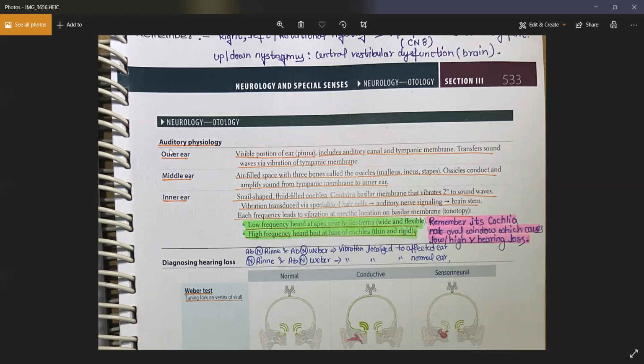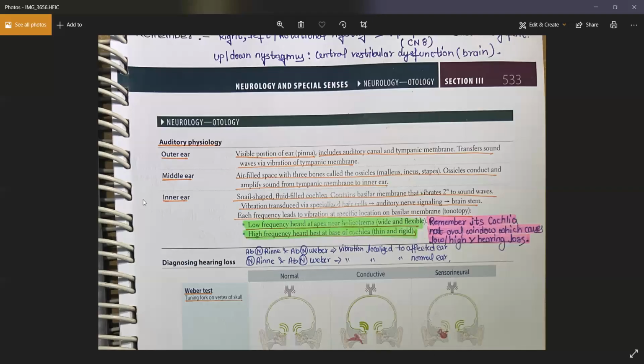The outer ear is the visible portion. You call it the pinna, and it transfers the sound to your middle ear. In the middle ear, you have three bones: the malleus, incus, and stapes. The ossicles conduct the vibrations from the external ear to the inner ear. The middle ear is an air-filled space. You must know that.